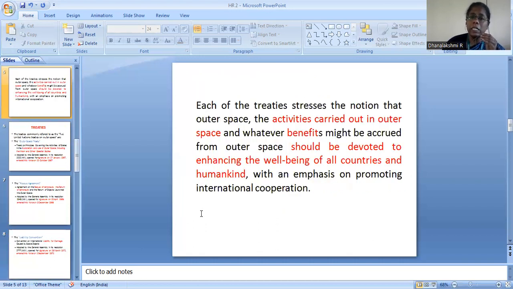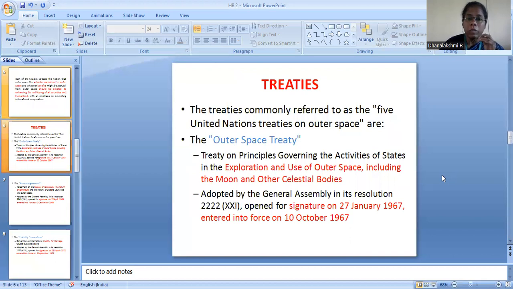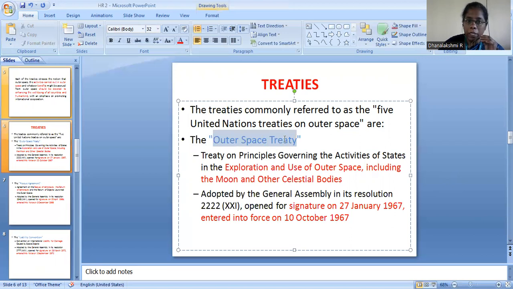Before that, each of the treaties stresses the notion that outer space, the activities carried out in outer space, and whatever benefits we get out of it should be devoted to enhancing the well-being of all countries and humankind. All the benefits we get by doing research activities or by exploiting outer space should be devoted to the entire world, and not to one particular nation. It should all be devoted to the well-being of humankind and of the entire earth, with an emphasis on promoting international cooperation. So we'll see the first treaty, commonly referred to as the Outer Space Treaty.